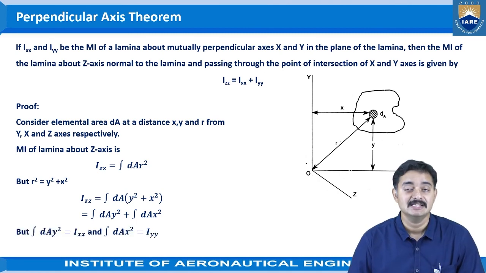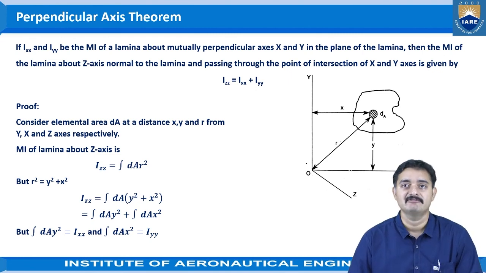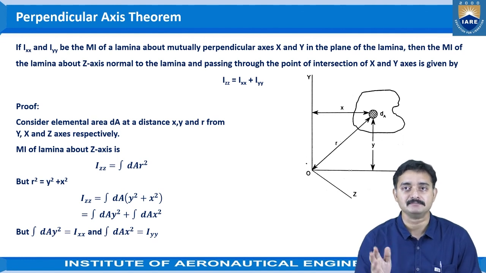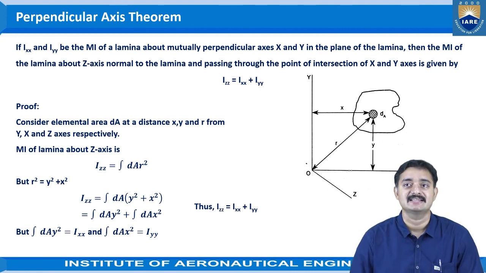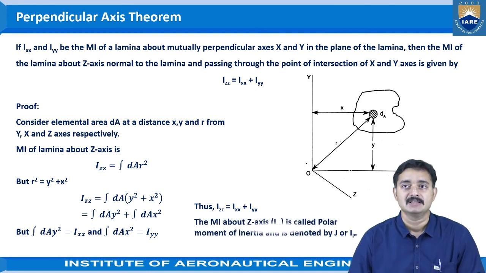But we know that integral dA y square is equal to Ixx and integral dA x square is equal to Iyy, that is the moment of inertia of the elemental area with respect to the x and y axes. So thus we can obtain the value of Izz as Ixx plus Iyy. This is the proof of the perpendicular axis theorem. So the parallel axis theorem and the perpendicular axis theorem are both very important while solving complicated problems. The moment of inertia about the z axis, Izz, is called the polar moment of inertia.